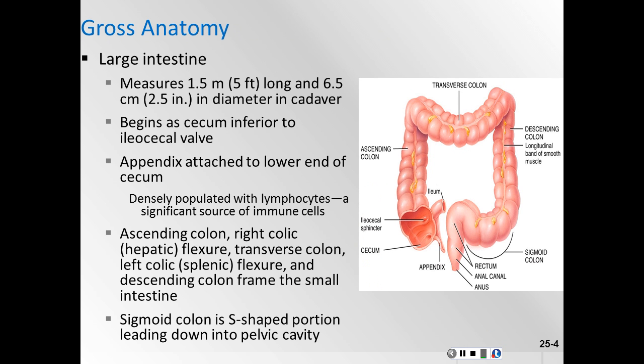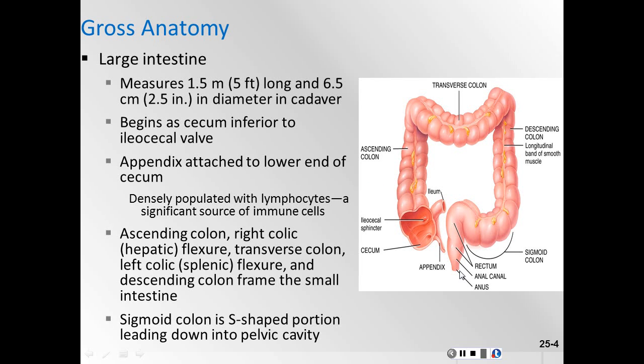So look at the size of it, as I mentioned earlier. It's about 5 feet long, 2.5 inches in diameter, and that's just looking at it in a cadaver. And it has 4 major regions. Look at those 4 major regions. It has the cecum, which you see here, the colon, then the rectum, and the anal canal.